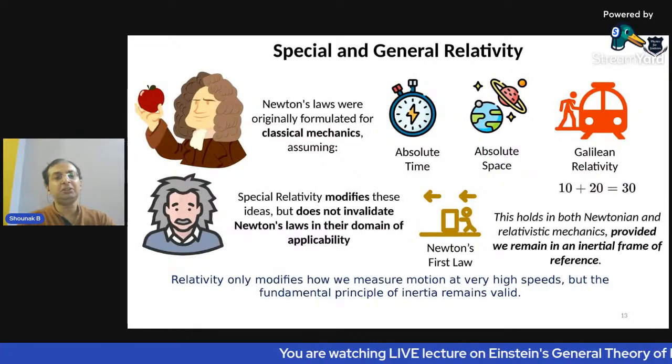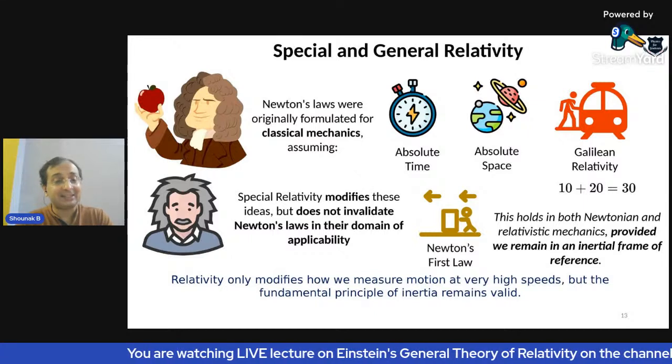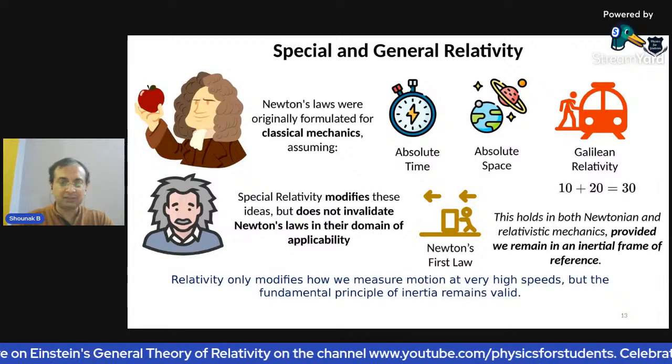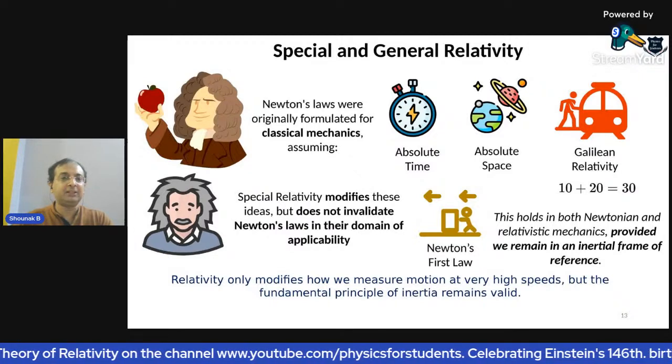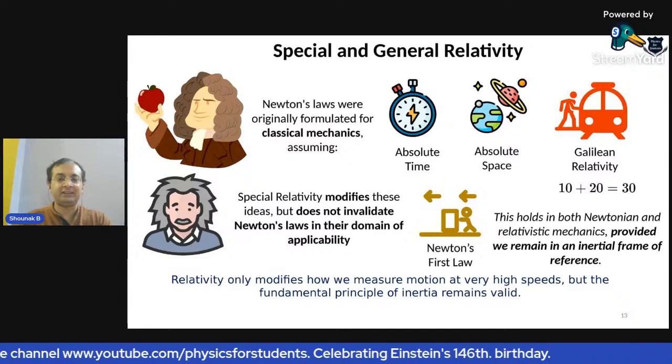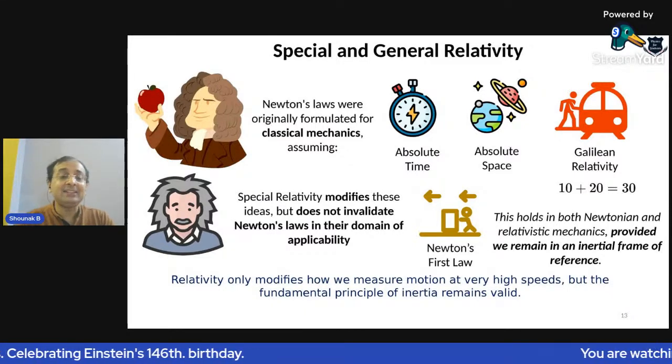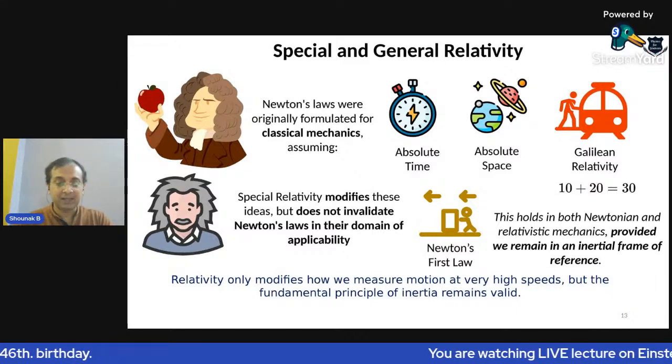Here you see Newton's laws were actually formulated based on classical physics. And classical physics assumes there is an absolute time. You understand what an absolute time is? I mean to say, time is just going tick, tick, tick. That's all. There is an absolute space, that means space is common for everybody. And there is something called Galilean relativity. What do we mean by Galilean relativity? If you are on a moving train and the train is moving at 10 kilometers per hour, and you are moving on the train at 20 kilometers per hour, then 20 plus 10 equals 30 kilometers per hour. That is what is called Galilean relativity, where the velocities just add up.